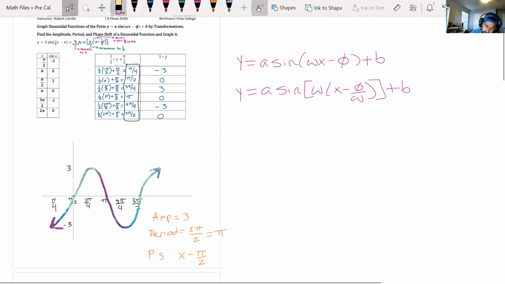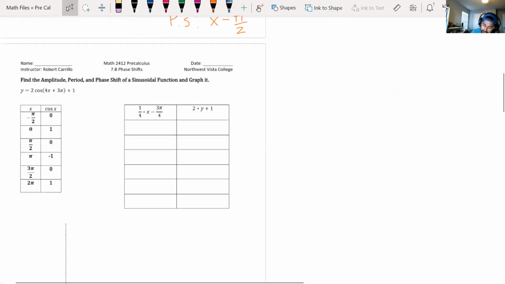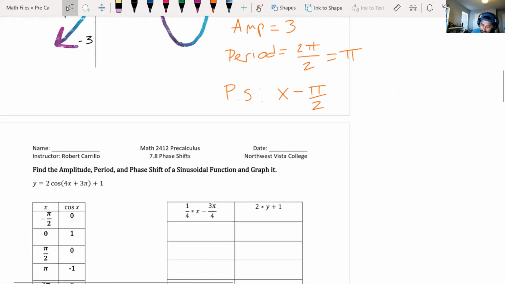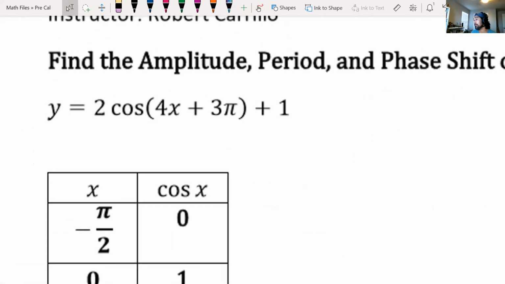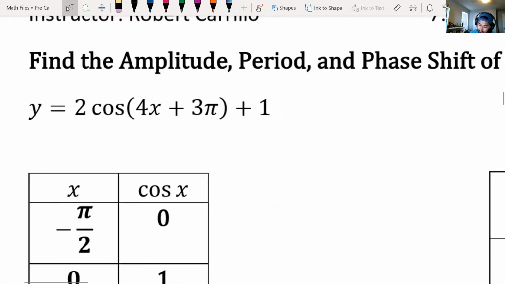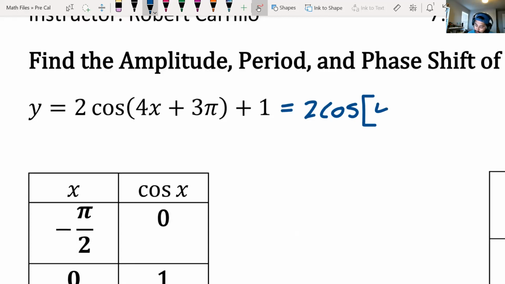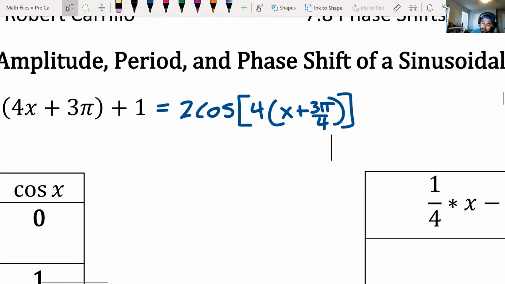Okay. Next one. Another one by transformations. This time it's cosine. So let's go ahead and rewrite it. What number am I going to factor out on the inside? 4. So this will become 2 cosine, bracket to be fancy and neat. I factor out the 4, and what am I left with on the inside? X plus 3 pi over 4. There you go. X plus 3 pi over 4, close bracket, and don't forget that 1 out there.